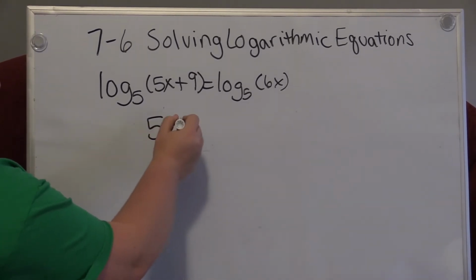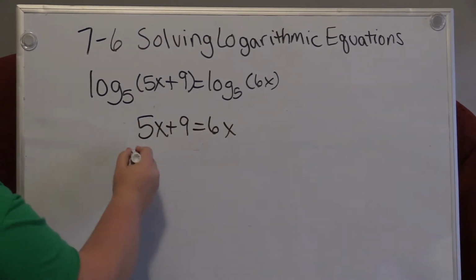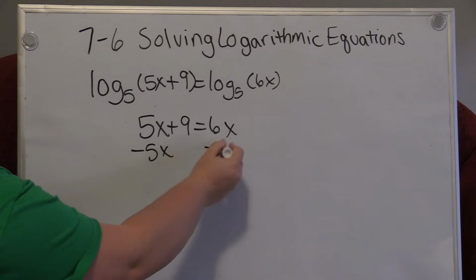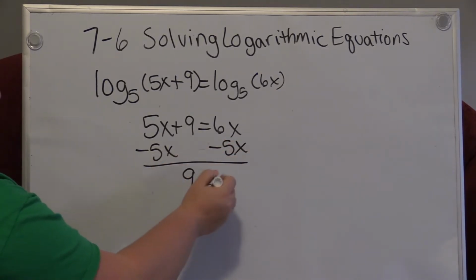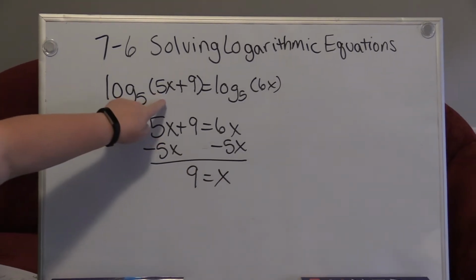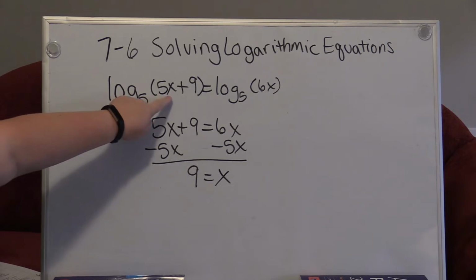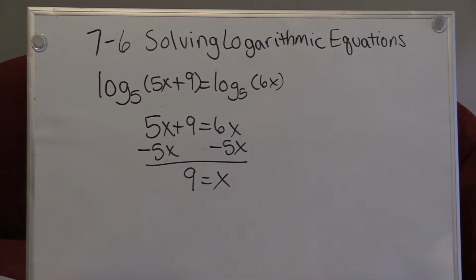5x plus 9 has to equal 6x. So I subtract 5x from both sides. 9 equals x. If I plug in 9 into both equations, 5 times 9 is 45, plus 9 is 56, and 6 times 9 is 50.